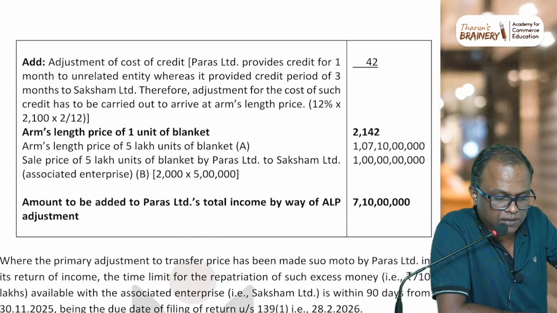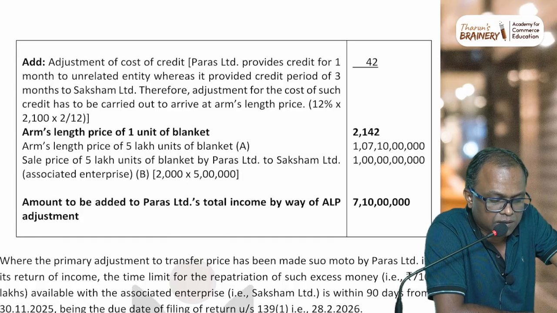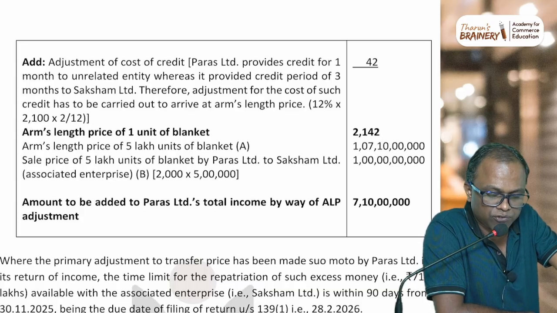Paras Limited provides credit for 1 month to the unrelated entity, whereas it provided a credit period of 3 months to Saxon Limited. Therefore, adjustment for the cost of such credit has to be carried out to arrive at arm's length price. So 12% into 2100 into 2 by 12. Therefore, 2 months is the additional, right? 3 months and 1 month. So that should be added. So we got the arm's length price of 1 unit of blanket as 2142.